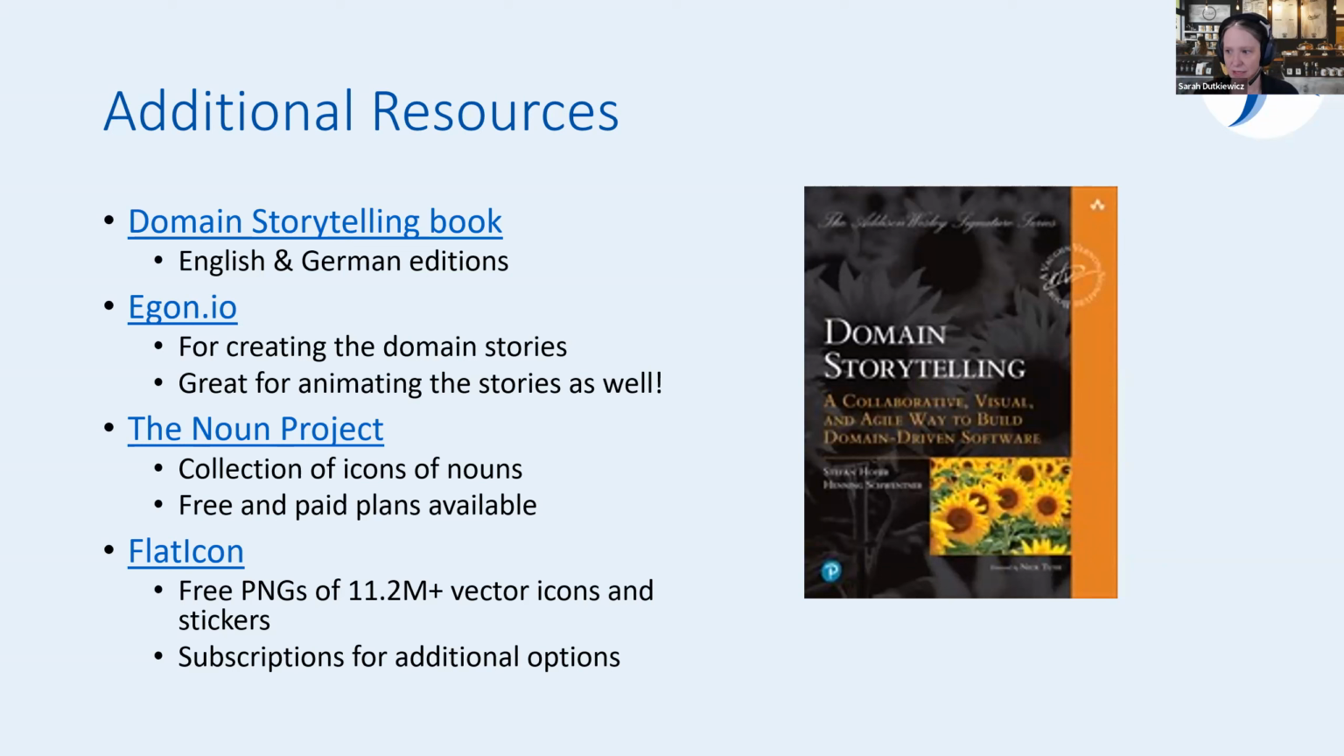Egon.io is what I showed today for animating the stories and creating those domain stories. The Noun Project is what I use for icons. I've been doing web development most of my career, so over 20 years, and the Noun Project's icons have been super helpful for iconography on a website, or in this case, iconography for telling stories. And then Flaticon is another one of those websites, with plenty of icons available. They do have some free plans as well.